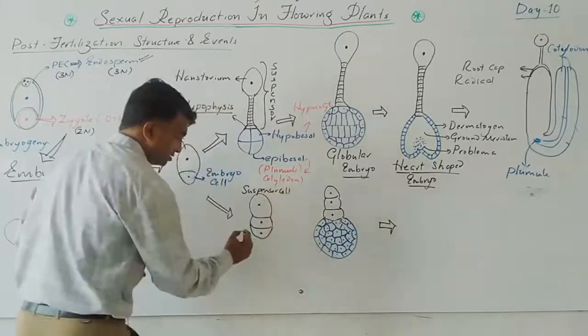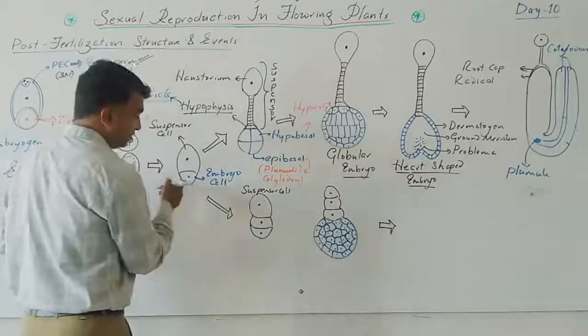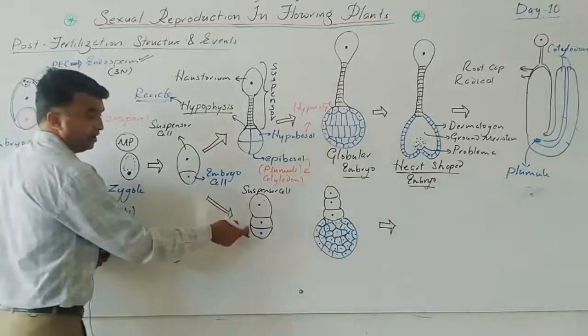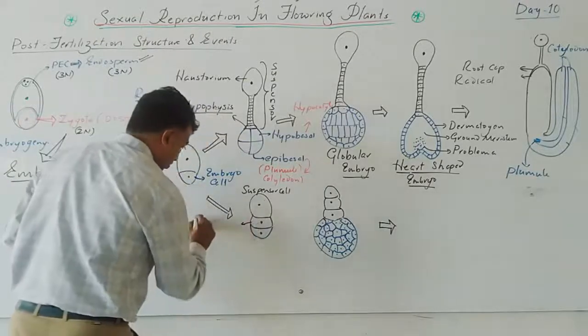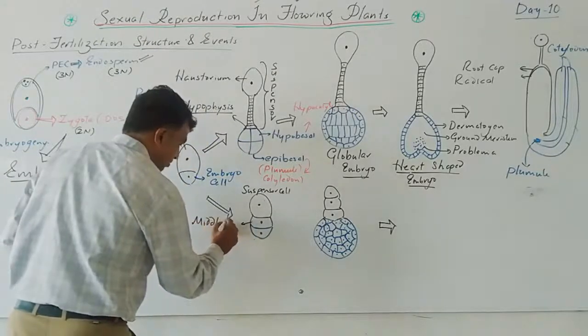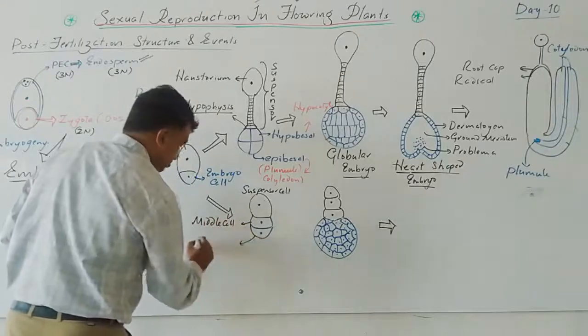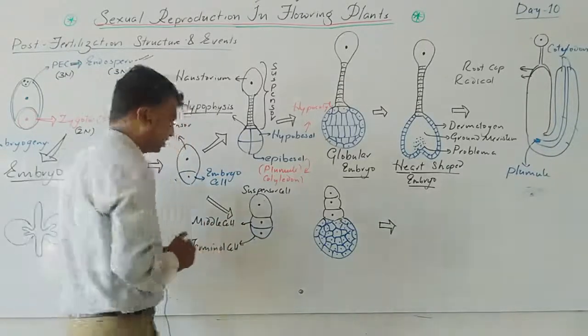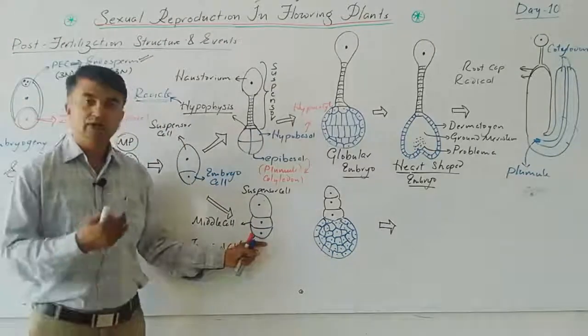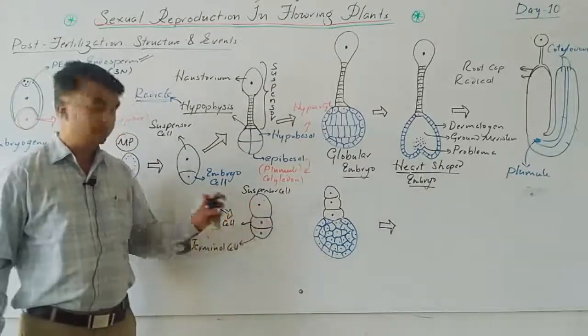Yes, this is the embryonic cell. This embryonic cell divides again and produces two cells. This is called the middle cell, and this is called the terminal cell. ಈ ಕಡೆ ಇದ್ದು terminal cell, ಮಧ್ಯದೊಳಗೆ ಇದ್ದು middle cell.